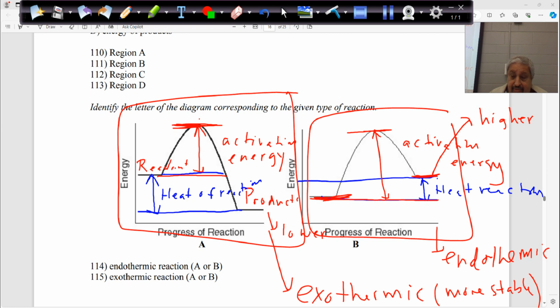So if the products are higher, this is an endo. If the products are lower, this is an exo. Correct? So if you get something like this, you'll be ready, correct? I did not say anything. Did I? I did not say anything.